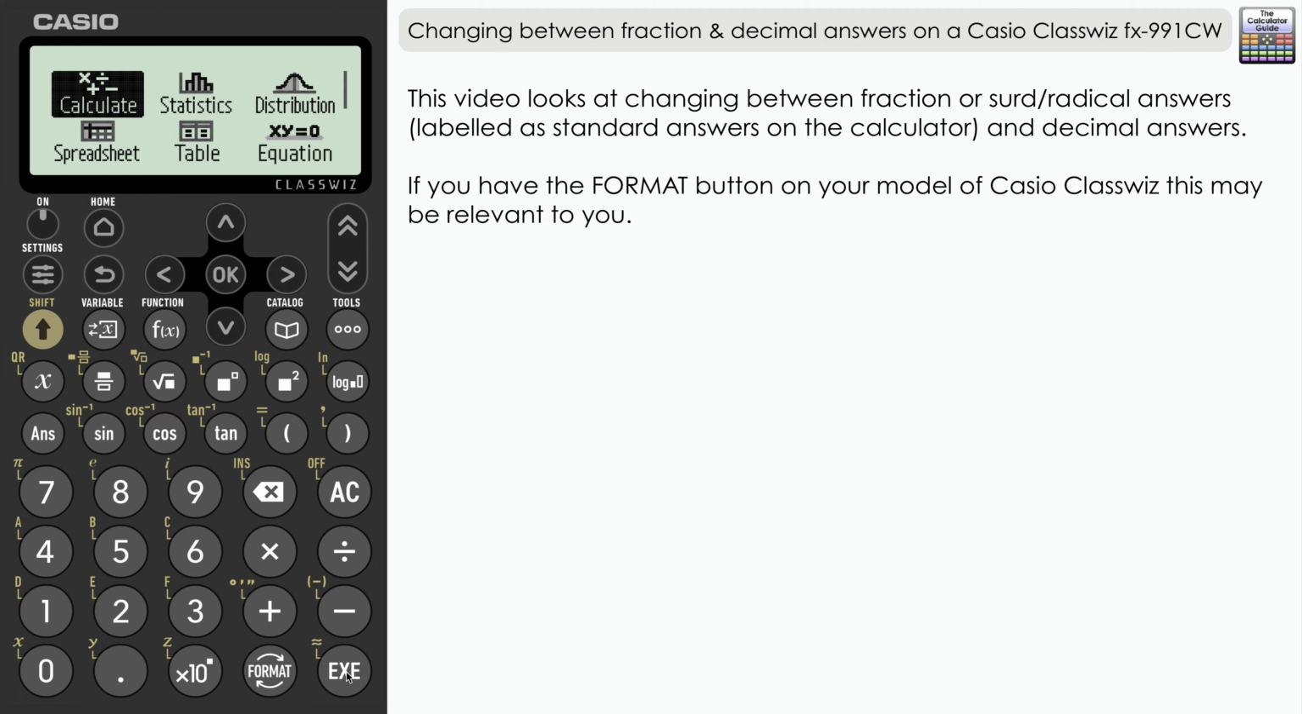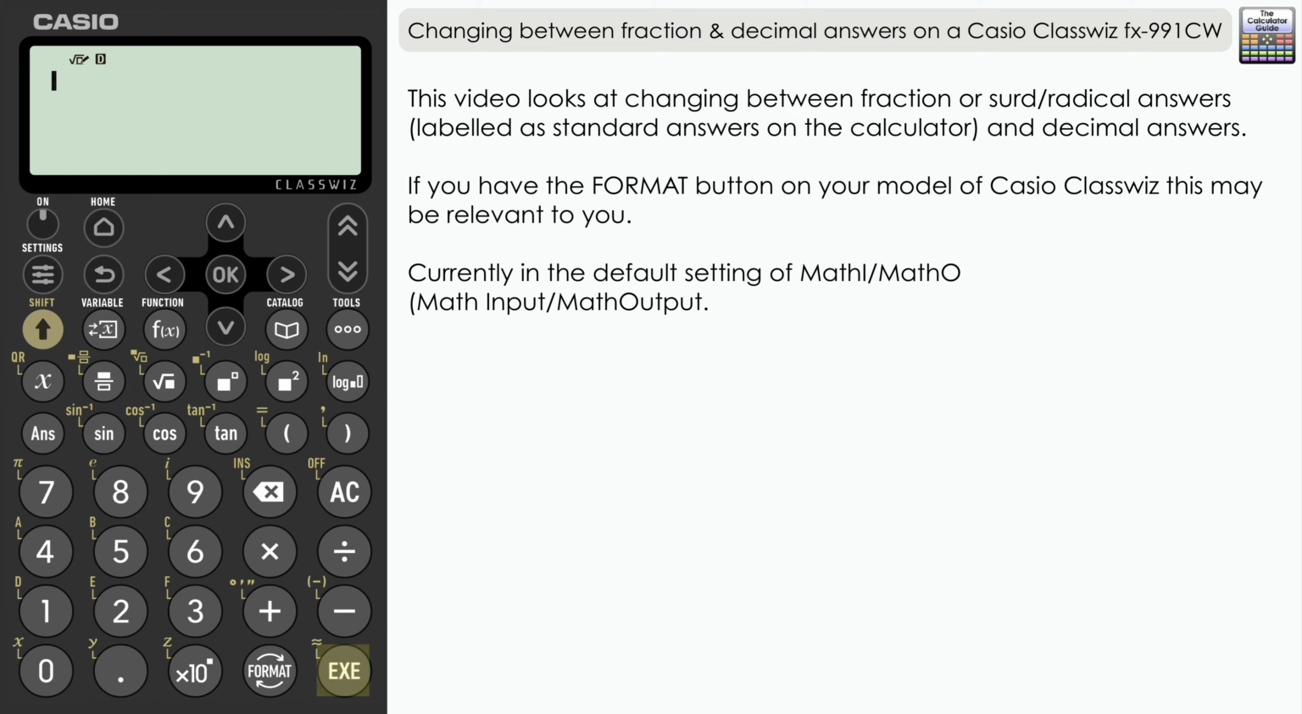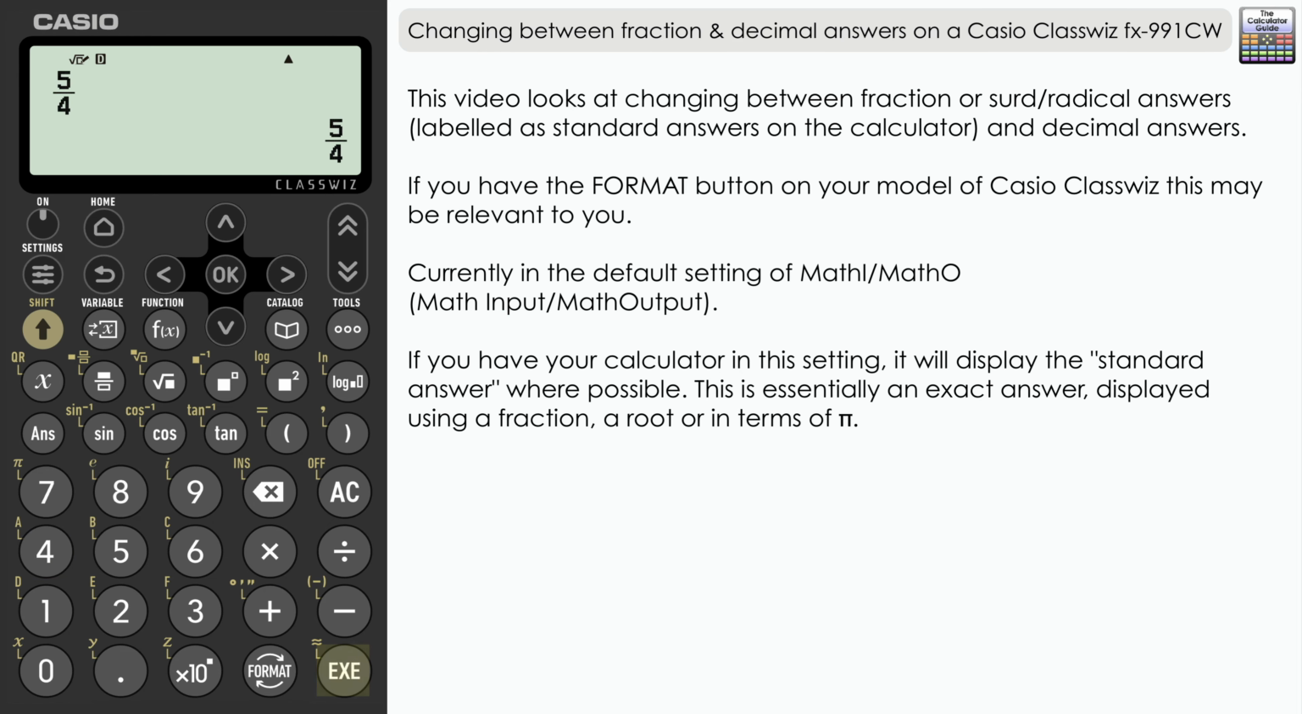My calculator is currently set up in the default settings, which means I've got math input, math output. Just demonstrating what's meant by that, if I input a fraction now in calculate mode, let's say for example 5/4, you can see that I input a fraction as a number over another number, a natural kind of display. And if I press execute to make that my answer, you can see that the calculator gives me the fraction answer where it can.